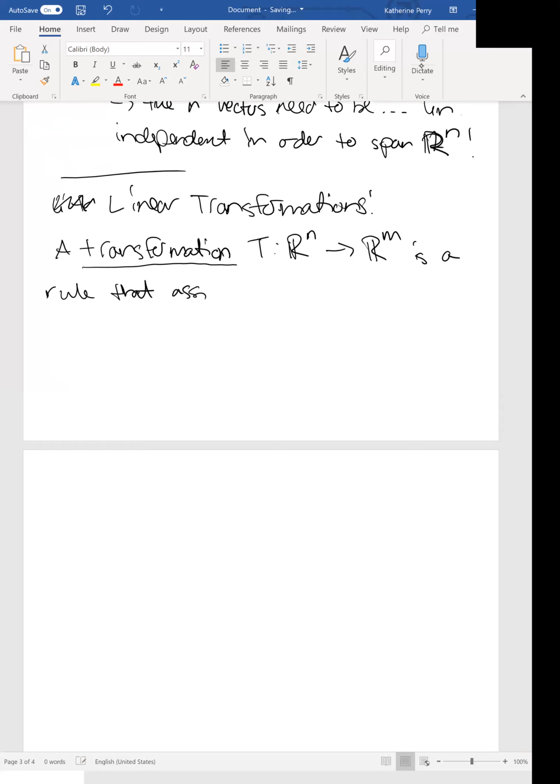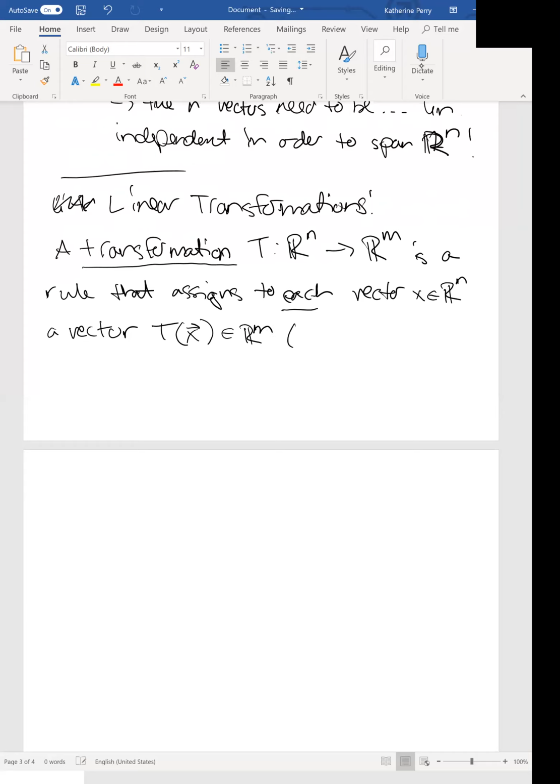to each vector x in Rn. So notice here this word each, that means I can plug in any vector I want. Similarly, if I have just a normal function, the input that I can use is all x values. So it's a rule that assigns to each vector x in Rn a new vector, not necessarily new, but a vector T of x that's in Rm.